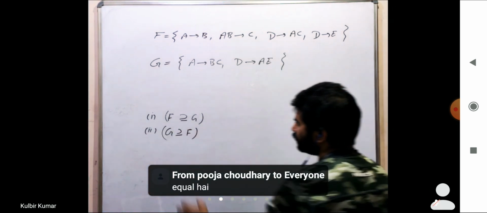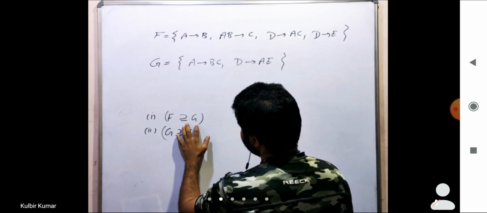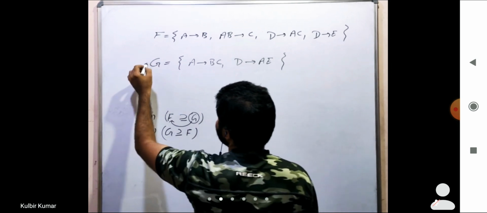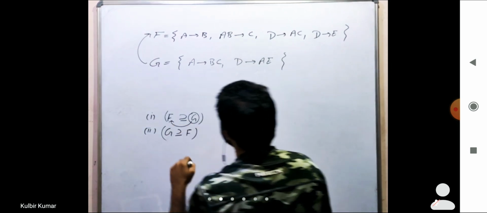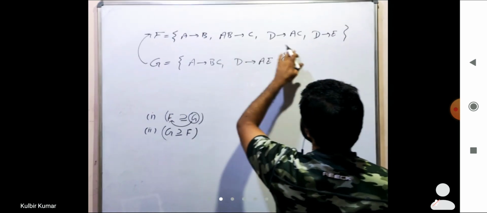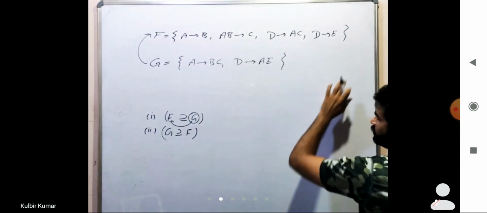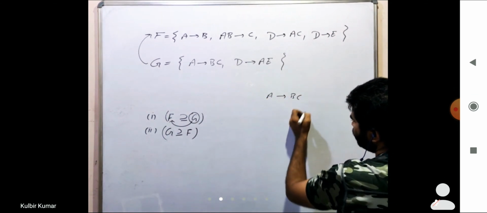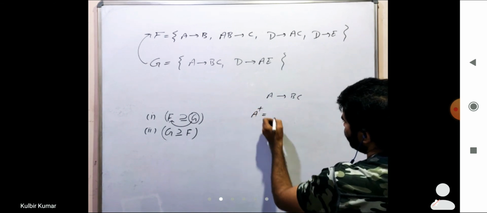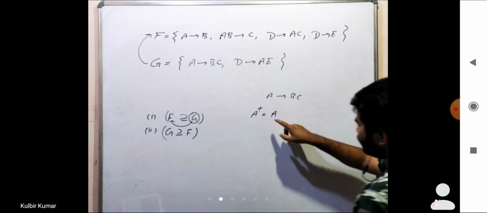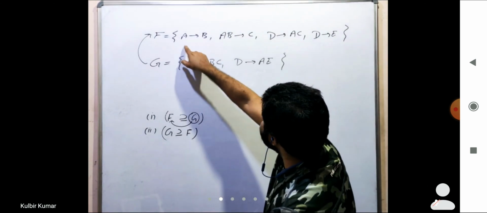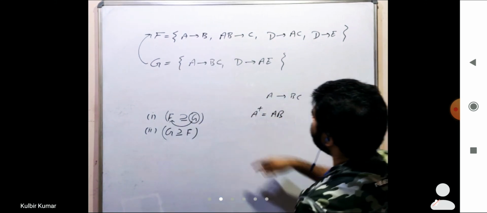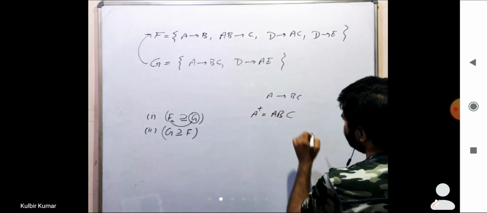So firstly I am looking for F covers G. So the functional dependencies of G, are they implied in F or not? So A goes to BC. Directly it does not seem so, so I will take the closure of A. I am looking for A goes to BC. Closure of A is A itself, and then I will use this functional dependency set. So it is A goes to B and AB goes to C.